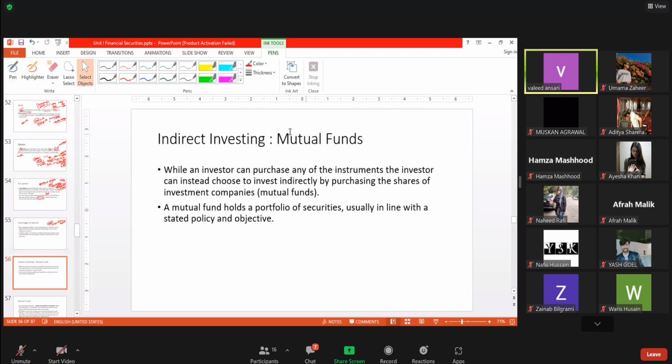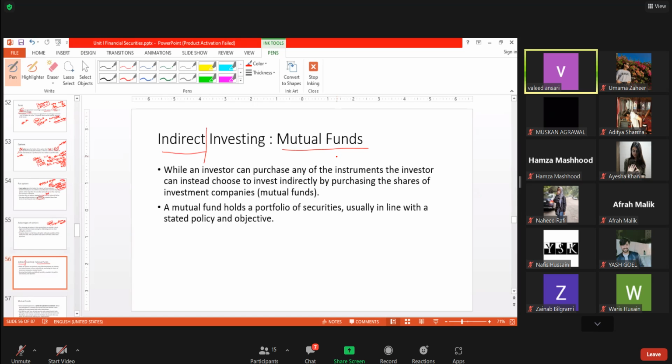Now, so far what I have talked about are the financial securities which provide opportunities for direct investment. But there is a way that one can participate indirectly. Mutual fund investing is indirect investment. One can reap the benefit of diversification and other things by buying mutual funds, that is, units of mutual funds.